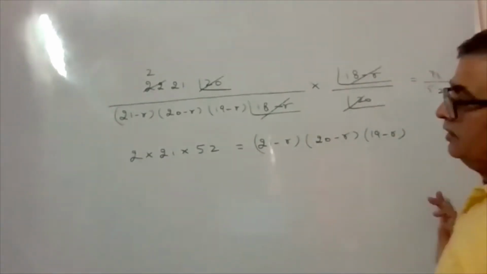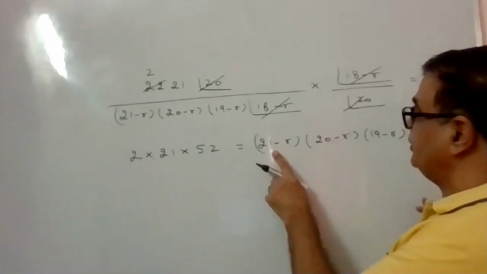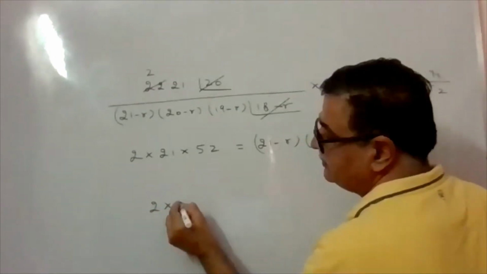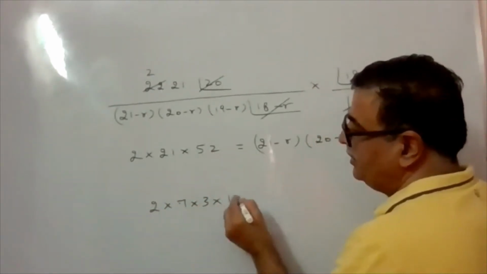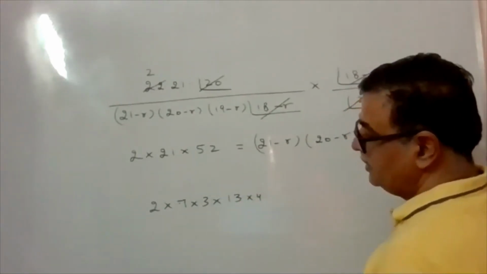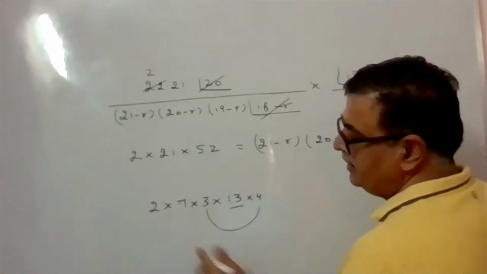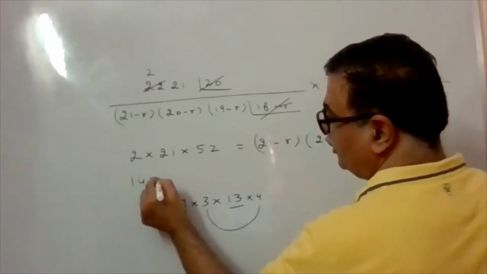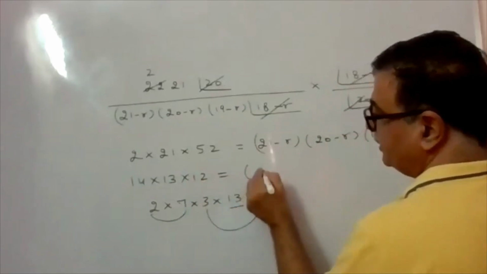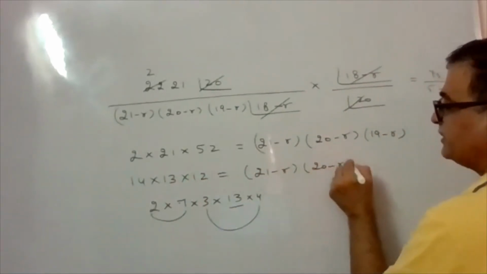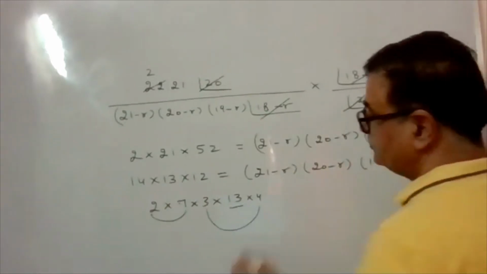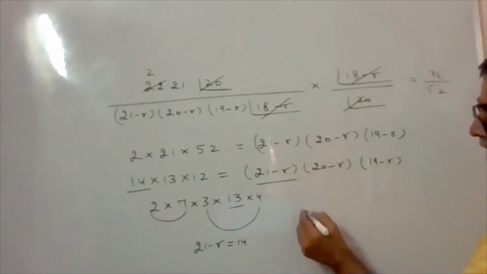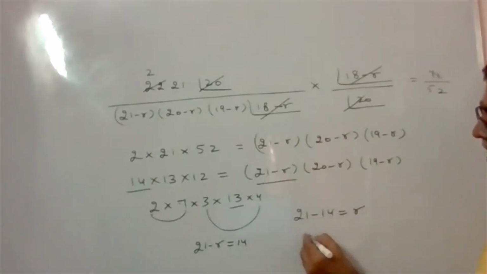Now here, three numbers must be consecutive, first, second, third. So it should be consecutive. How do we write? 2 is there, 7 threes are, and this will be 13 fours are. 13 is there, 4 and 3. 12 is here, and 14 is here. So what is the biggest number? 14. So I should write 14, then 13, then 12. And this is 21 minus R, 20 minus R, and then 19 minus R. Then clearly 21 minus R is coming 14. So I got 21 minus 14 is coming R, R is coming 7.